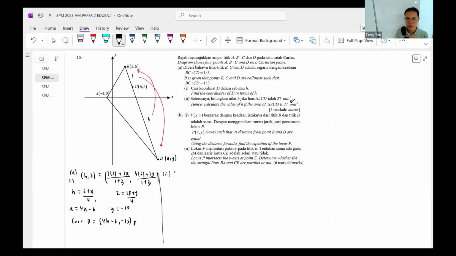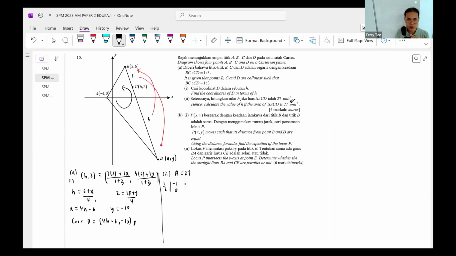How to calculate? We use area is 27. The formula for area is half of the x1, y1 determinant. Let me start with A, negative 1, 0. Be careful, guys. I would prefer to straight use anti-clockwise, because if you use clockwise, it's negative, you know. If I use clockwise, I need to put negative 27. You know what I'm saying? Because clockwise, the result when we calculate using this formula is negative. Anti-clockwise will be positive.